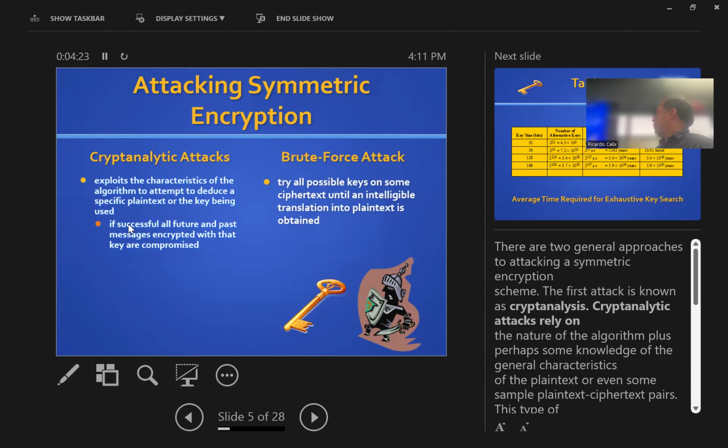Cryptanalytics, very interesting. It exploits the characteristics of the algorithm to attempt to deduce specific plain text or the key being used. If successful, all future and past messages encrypted with that key are compromised. This is actually a very interesting thing that I don't know if you've ever thought about, but it is a reality for all of us. You've been using the internet since you were probably in high school or something like that, right?